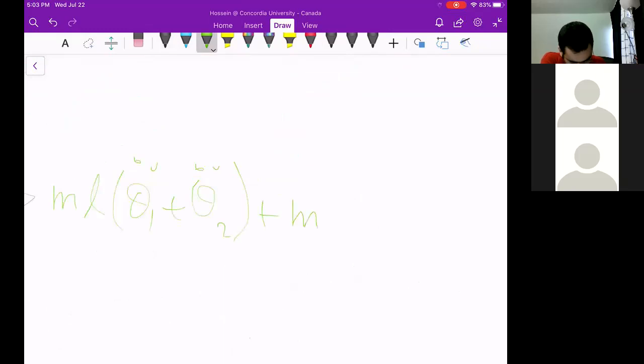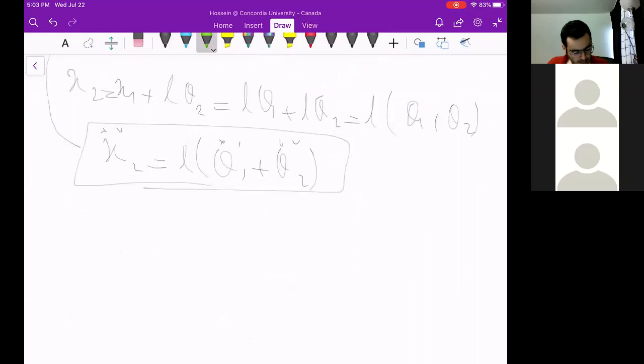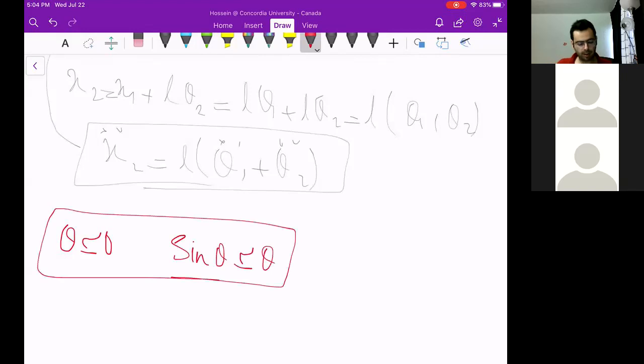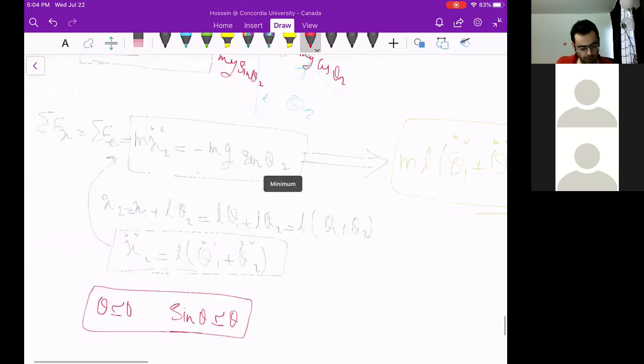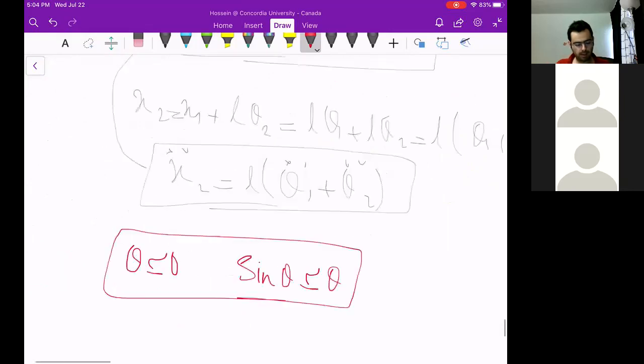m g theta 2. How do I reach this equation? You simply take advantage of a small deformation. For a small deformation, when theta is very low, sine of theta is approximately equal to theta. That's how I reach this term, because mg sine theta 2 is more or less mg theta, and you see mg theta here in the right hand side. So this is the equation of motion for the second mass.